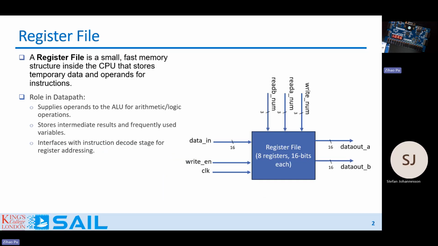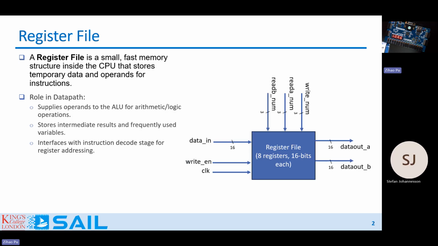So let's get started. To build a data path, you need a register file. A register file is basically a small but fast memory structure inside the CPU that stores the temporary data and operands for the instructions. Its role is to supply the operands to the ALU for arithmetic and logic operations. It also stores intermediate results and frequently used variables. It interfaces with the instruction decoding stage for the register addressing.